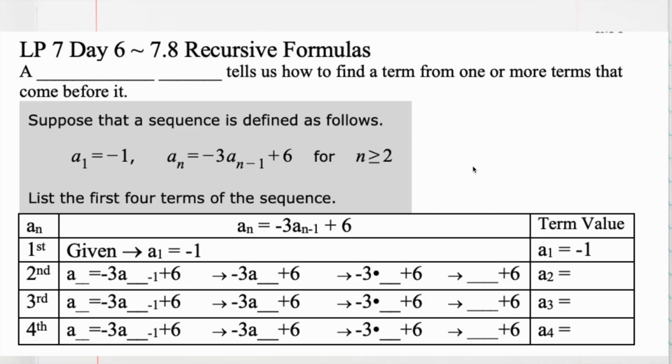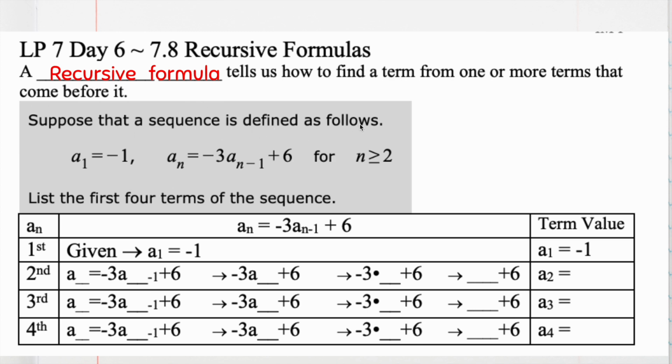Okay, so today we're going to look at recursive formulas. A recursive formula tells us how to find a term from one or more terms that come before it. So in this case, we need to know the term right before the one we're looking for in order to apply the formula that they give us.